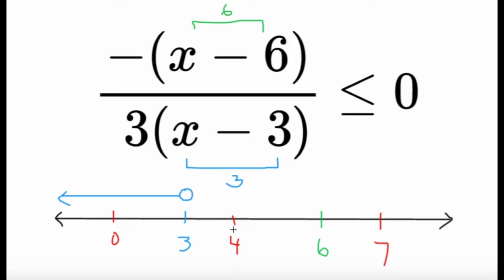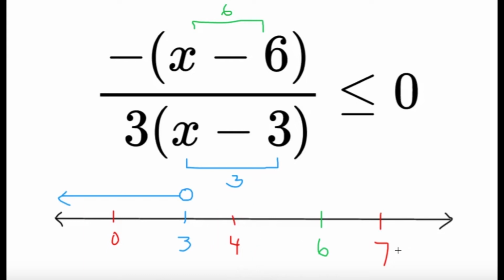Now next we try the 4. If I substitute the 4 into this, I'll get negative of 4 minus 6. That's negative of negative 2, so that's just 2 in the numerator, divided by 3 times 4 minus 3, so that's just 3 times 1. So 2/3, and 2/3 is not negative. So 2/3 is less than or equal to 0? That's false. So no solution within this region. Region 2 doesn't satisfy, because 4 doesn't satisfy.